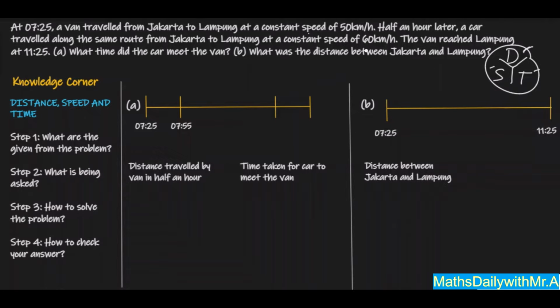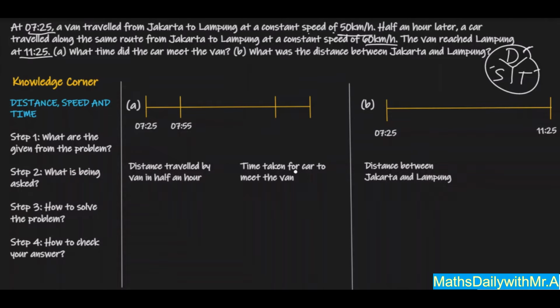Okay, going back to our steps on how to solve this problem, what are the given from the problem? Now in this case, the given are the time when the van traveled from Jakarta to Lampung, the speed of the van, and also the speed of the car, which is 60 kilometers per hour, and the time when the van reached Lampung. Okay, what do we need to solve for? Now here are the things that we need to solve for. What time did the car meet the van? What was the distance between Jakarta and Lampung?